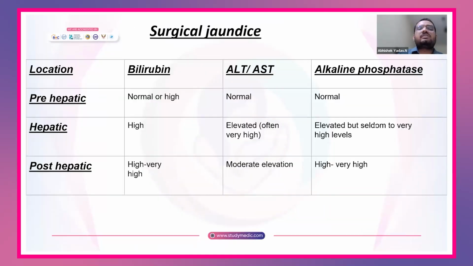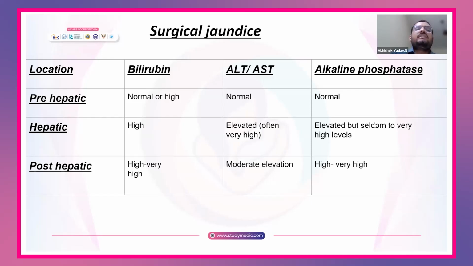For the diagnosis of surgical jaundice, we divide it into pre-hepatic, hepatic, and post-hepatic. We look at the levels of bilirubin, ALT, AST, and alkaline phosphatase. Based on these levels, we can differentiate whether the patient has pre-hepatic, hepatic, or post-hepatic jaundice. In pre-hepatic jaundice, the bilirubin level may be normal or high, but most of the time the other liver enzymes like ALT and AST, and even alkaline phosphatase, will be normal in nature.